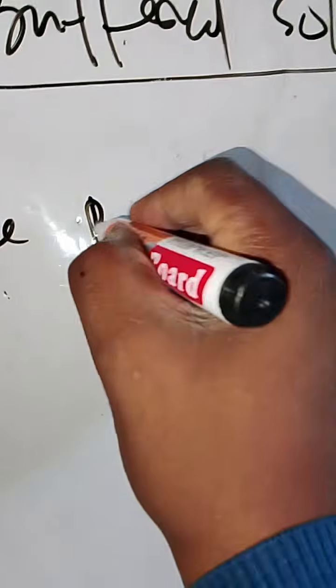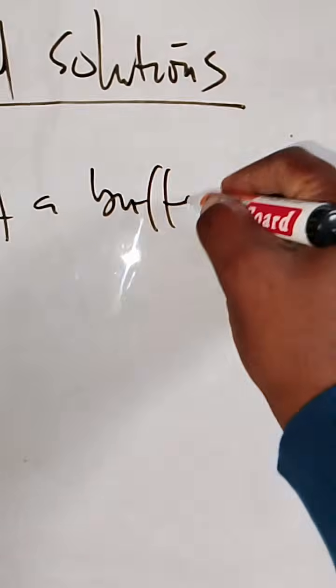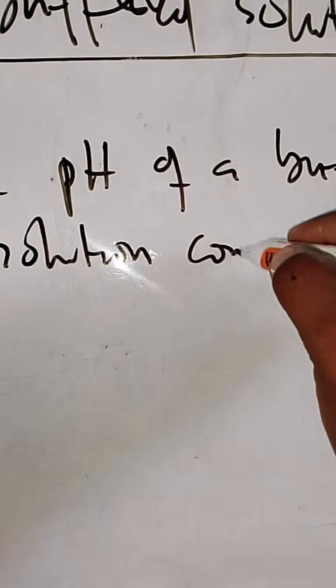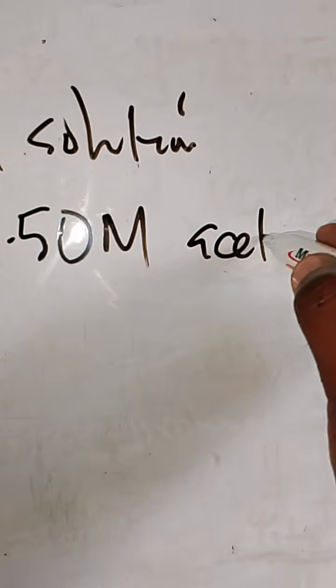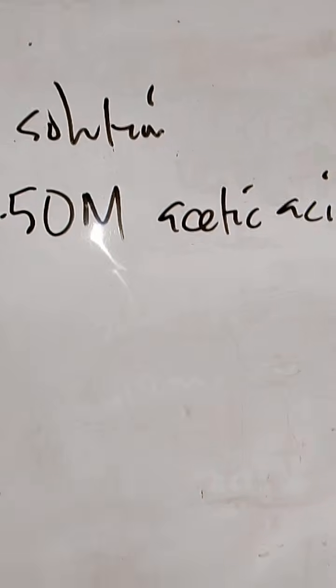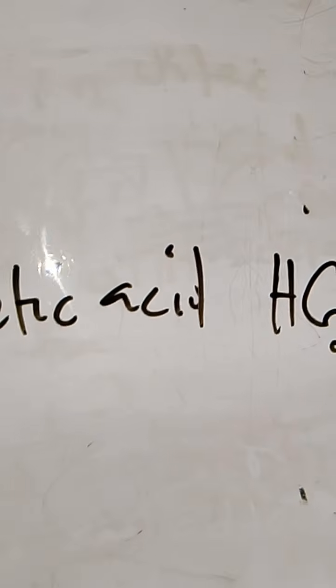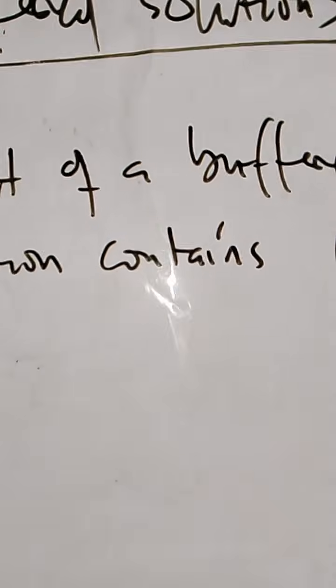Okay, so the pH of a buffered solution. A buffered solution contains 0.5 molar acetic acid, HC2H3O2. So that is the formula for acetic acid.